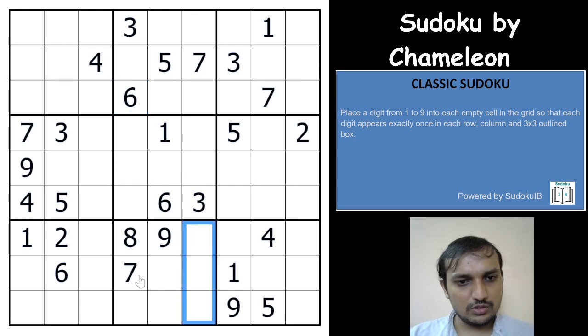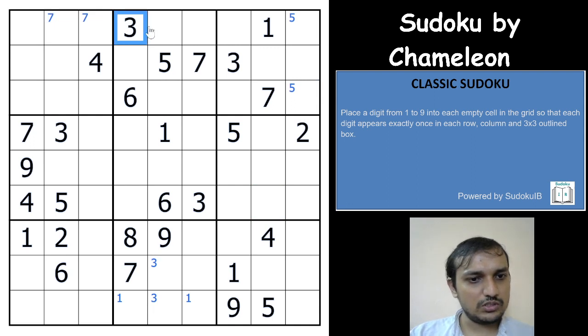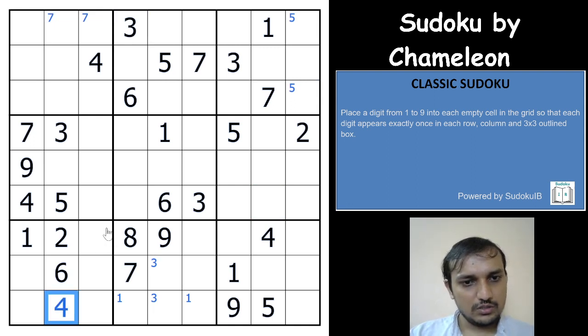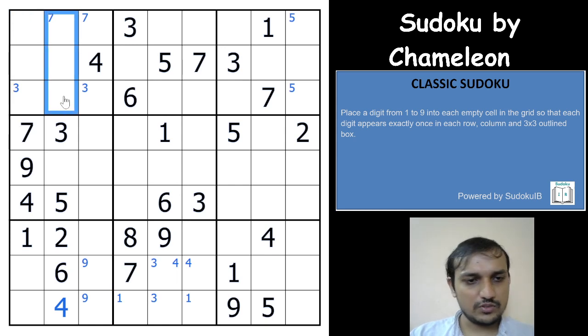Okay, I see that 3 would have to be in one of these two cells. 1 is in one of these two cells, and then you have a 5 in one of these two cells, 7 in one of these two cells. Okay, you get a 4 here. That should help. 4 is in one of these two cells now. 3 is in one of these two cells. 9 is in one of these two cells. So 9 is in one of these 3 cells.